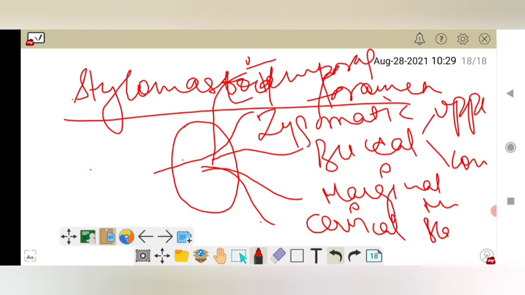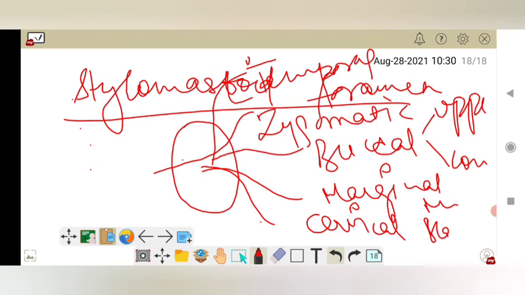Now the buccal branch: upper buccal passes above the parotid duct and lower buccal passes below the parotid duct. Upper buccal supplies zygomaticus major, minor, levator anguli oris, levator labii superioris, levator labii superioris alaeque nasi, and muscles of the nose. These all are muscles of facial expression. And lower buccal supplies the buccinator and orbicularis oris.